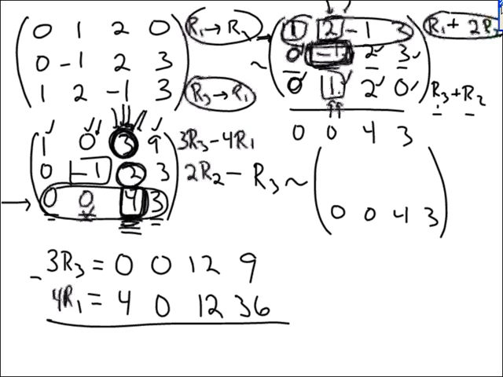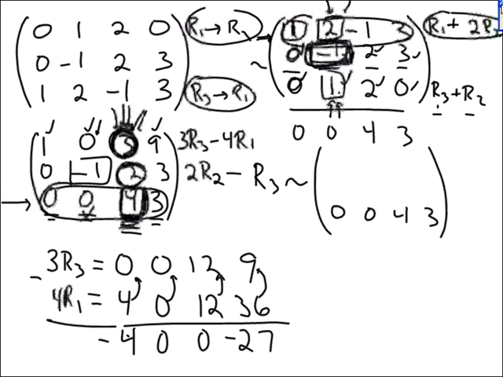Now, since the numbers on the bottom are always bigger, I'm going to do the bottom minus the top. 4 minus 0, 0 minus 0, 12 minus 12, 36 minus 9 is 27. Now you may say, well, you can't do that. Oops, like I said, 4 minus 0 is 4.